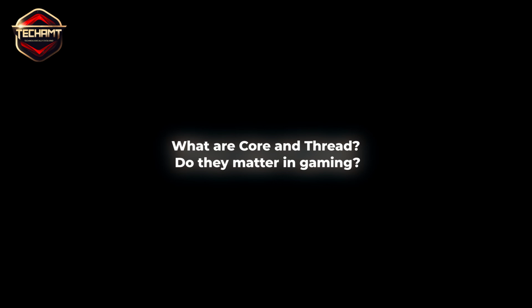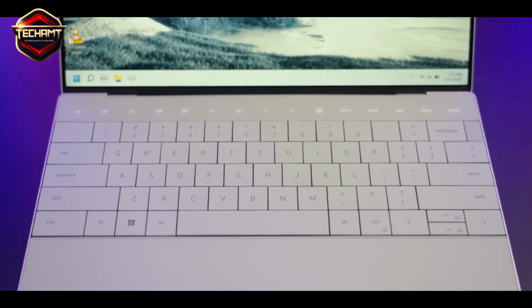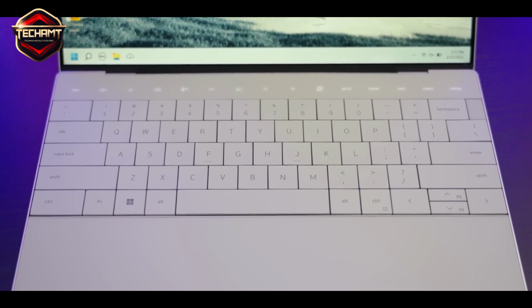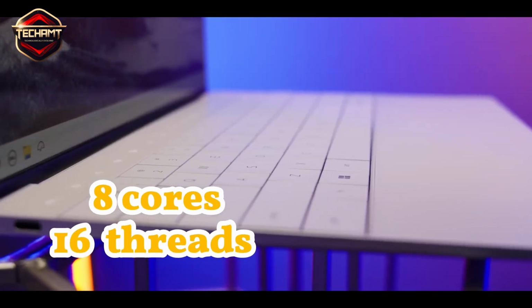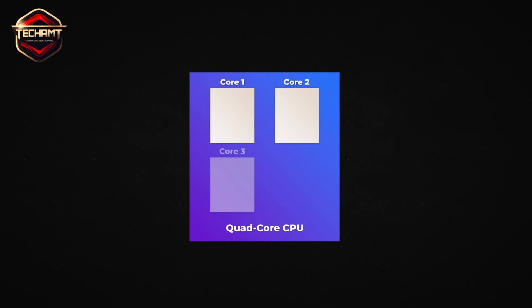What are core and thread? Do they matter in gaming? If you've ever looked at the specifications of a certain CPU, you'll notice terms like 8 cores, 16 threads, or 12 cores, 24 threads. A core is a subunit of a CPU.